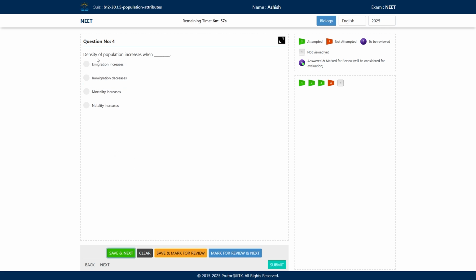Next one: density of a population increases when immigration increases, immigration decreases, mortality increases, or natality increases. What is the correct answer?